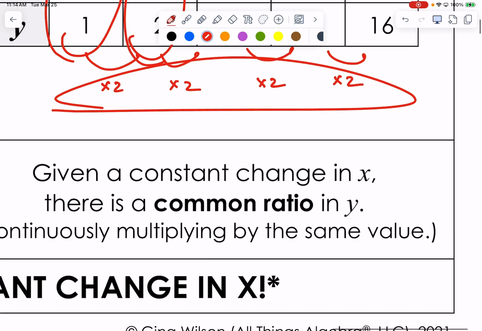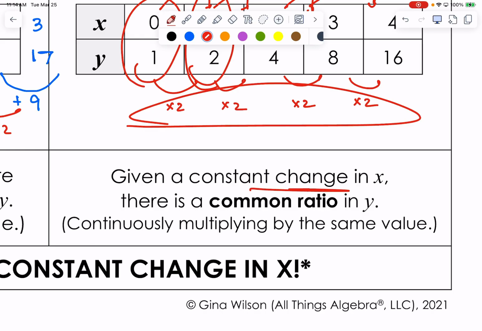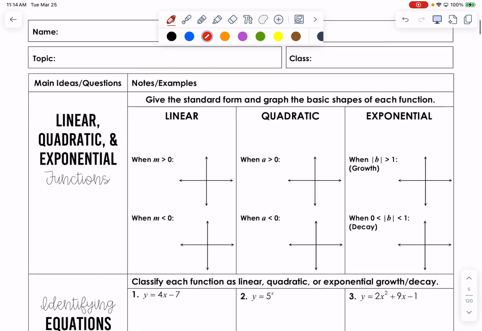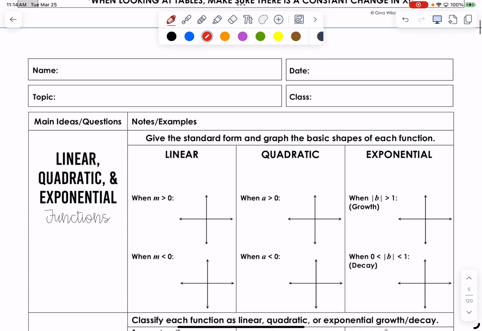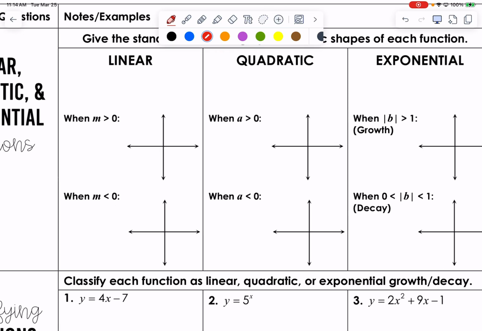Okay, so exponential: given a constant change in x, there's a common ratio in y, continuously multiplying by the same number. All right, let's go to the next page. We're going to do the examples. Here we go. All right, here we go. What page is it? All right, page 2. Go in order. All right, we're going to do this quick because I've covered it.